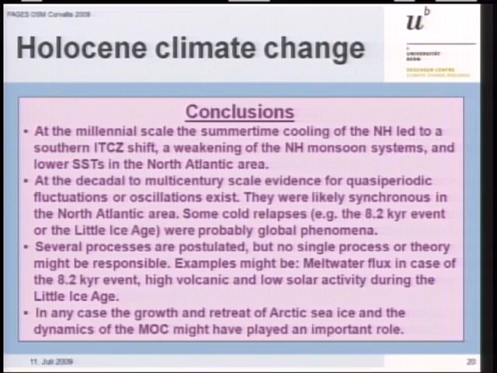Some cold relapses, e.g. the 8.2 K event or the Little Ice Age, were probably global phenomena. Several processes are postulated, but no single process or theory might be responsible. Examples might be the meltwater flux in case of the 8.2 K event, high volcanic and low solar activity during the Little Ice Age. In any case, the growth and retreat of Arctic sea ice and the dynamics of the meridional overturning circulation might have played an important role.